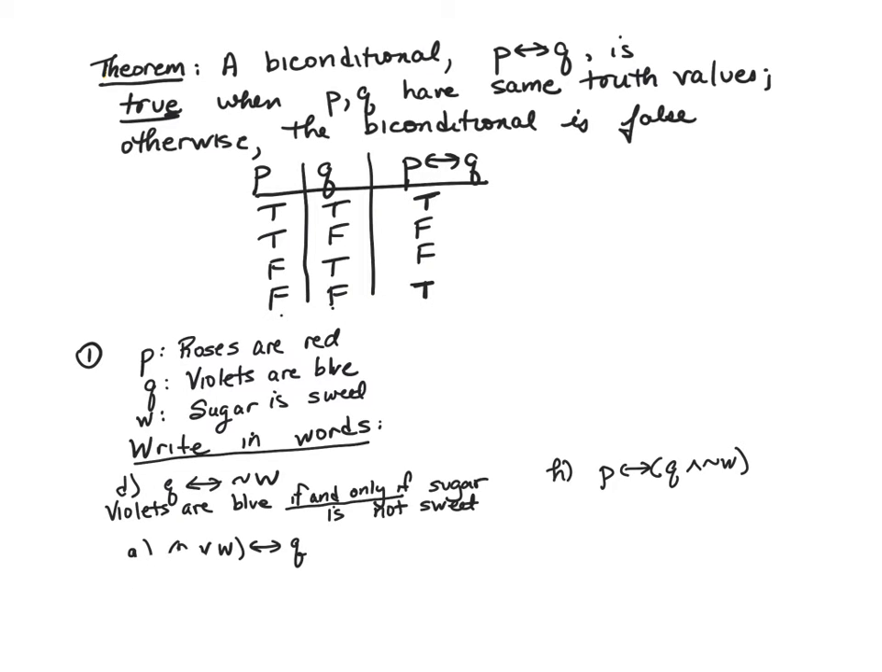I erased the problem. This is a problem. Okay, G, P, or Q. So we would say either roses are red or sugar is sweet, if and only if, and I'll put IFF here, if and only if violets are blue.